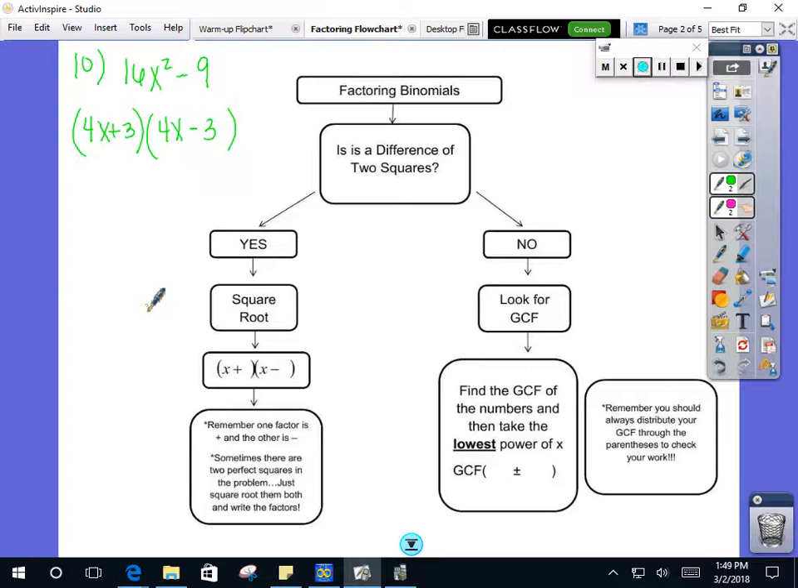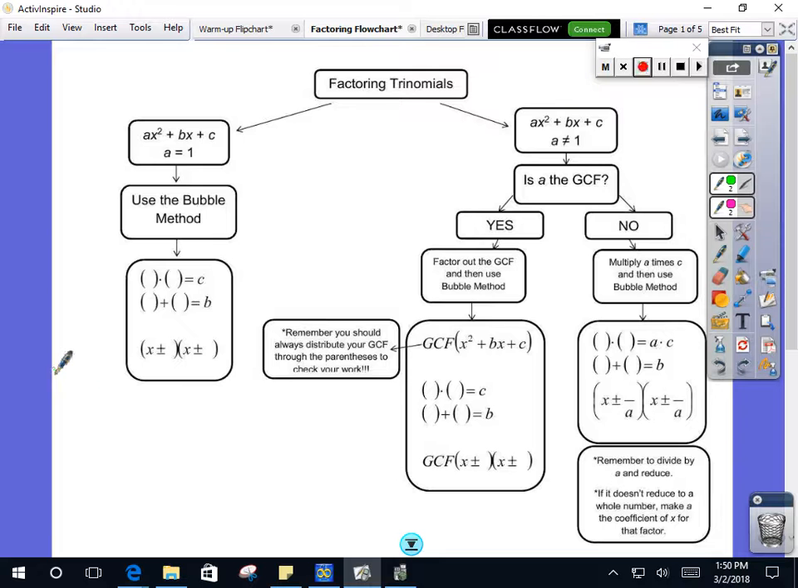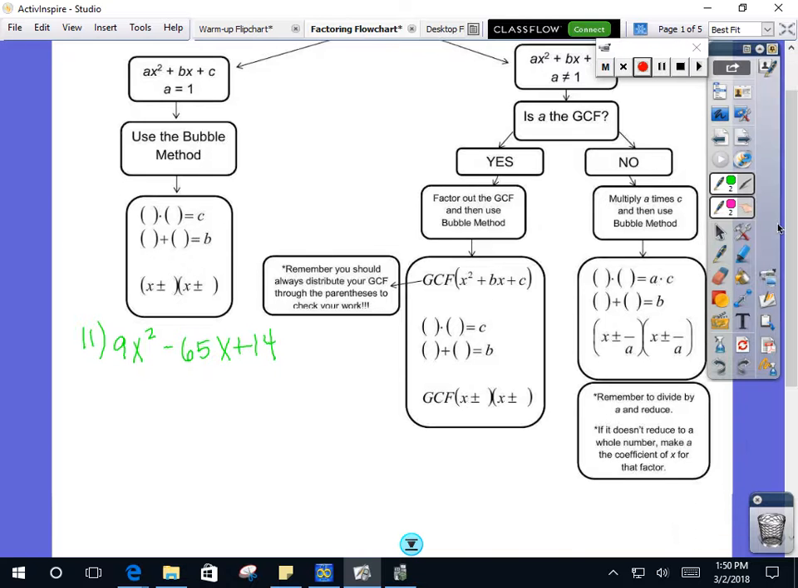Okay, number 11, binomial or trinomial? Trinomial. Okay, so we have 9x squared minus 65x plus 14. Is the a value equal to 1 or not equal to 1? Not equal, so we go to the right. Is the a value a GCF? Definitely not. Even if you're not sure about 65, you should know 14 divided by 9 will not be a whole number. So you go down this route where it's not a GCF, what we learned yesterday.